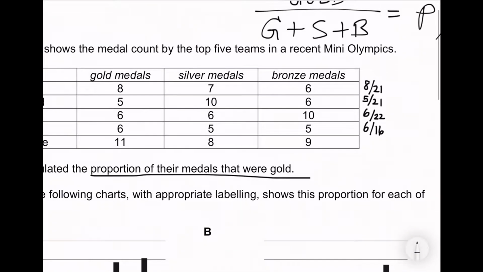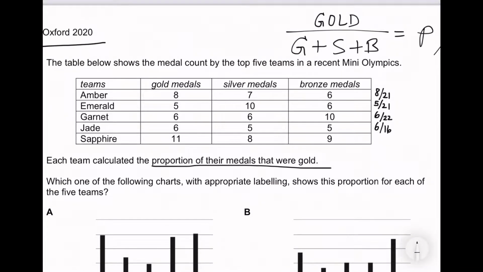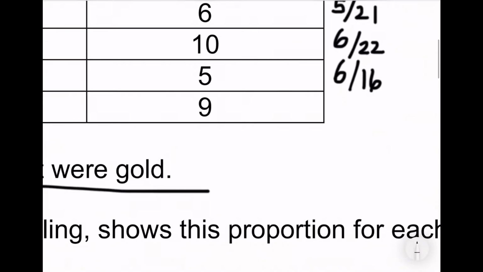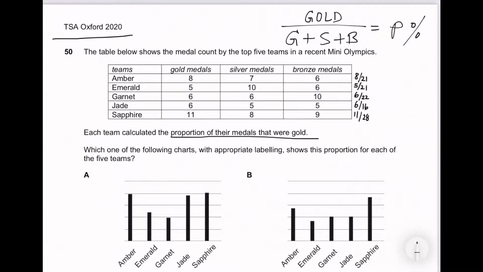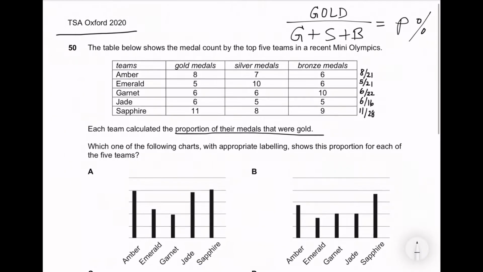Oh boy. All right. And the next one, 11 plus 8 plus 9. So 11 out of 28 were gold. Okay. This is going to be harder than we thought. Harder than I thought, at least. But let's just jump into it.